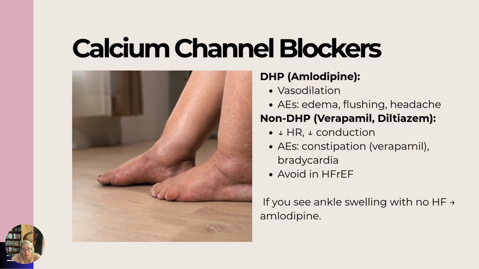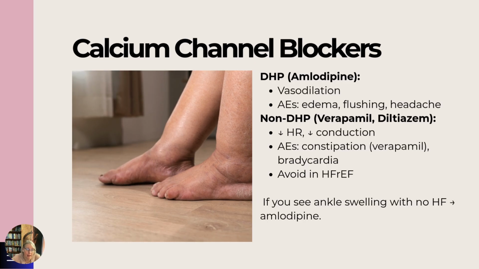Calcium channel blockers. We have DHP and non-DHP calcium channel blockers. DHP stands for dihydropyridine, a chemical structure that makes these drugs preferentially act on vascular smooth muscle. So if it's a DHP, it basically is working on peripheral vasodilation. If it's a non-DHP, it's working primarily on the heart. So if you remember, DHP is circulation in the periphery, non-DHP is directly on the heart calcium channels.